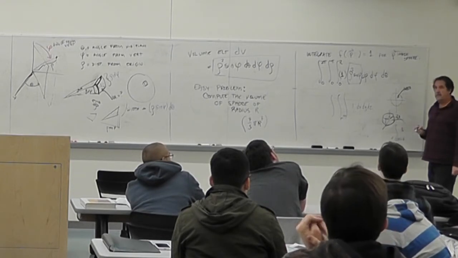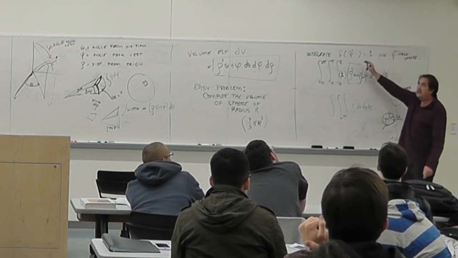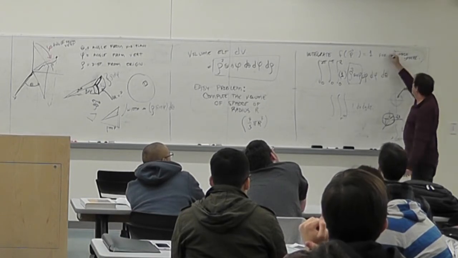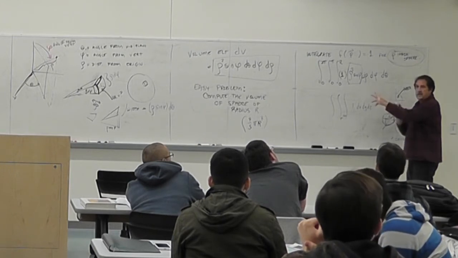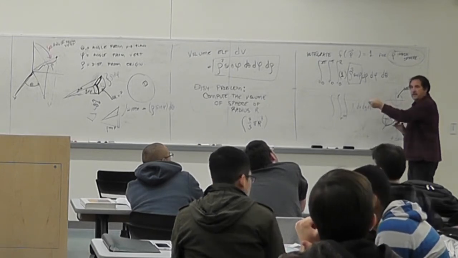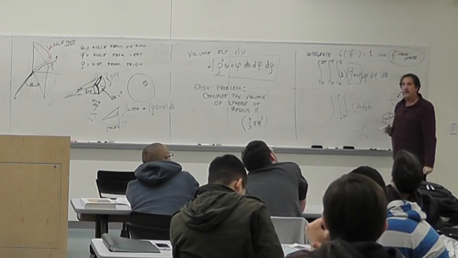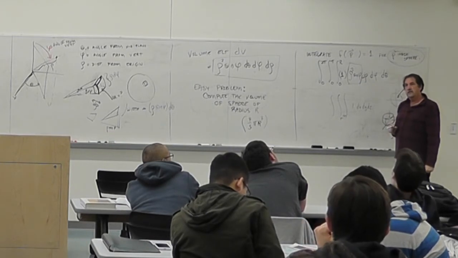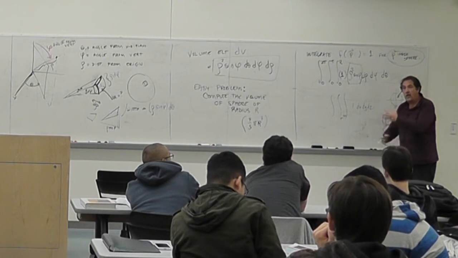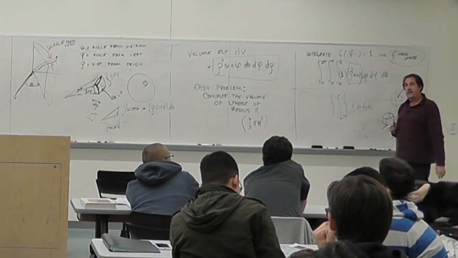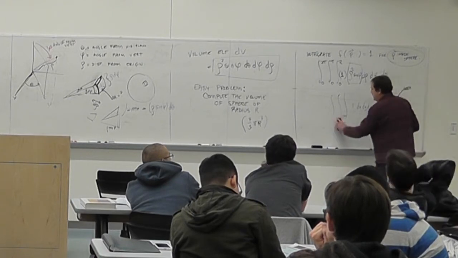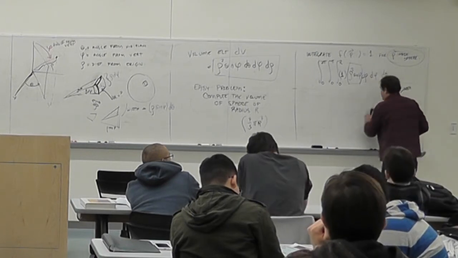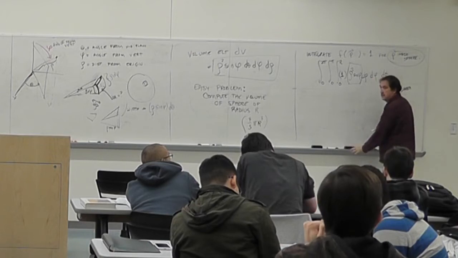What's V again? V is my volume. P is some point inside the sphere. So I'm just saying, think of the sphere, consider all the points in the sphere, and at every point I assign the value 1 to my function. So then when I add them all up, I should get the volume of the sphere. Okay, so I don't want to do this messy rectangular one. This one's easier.